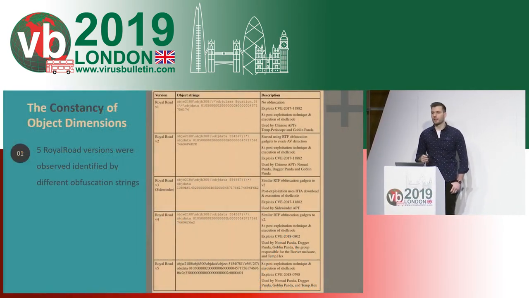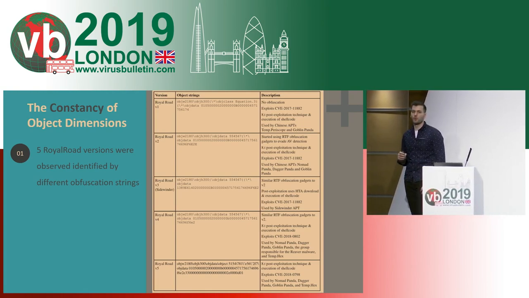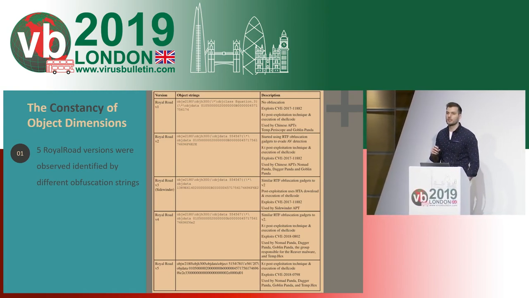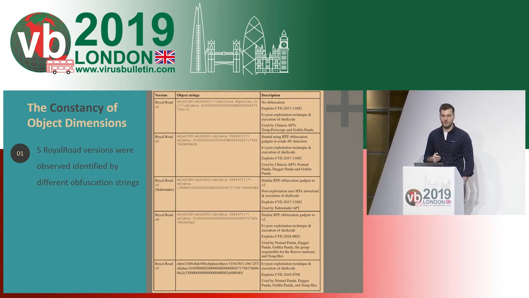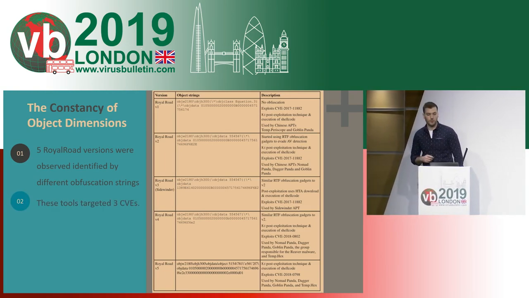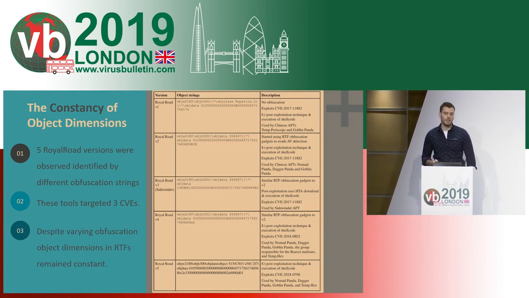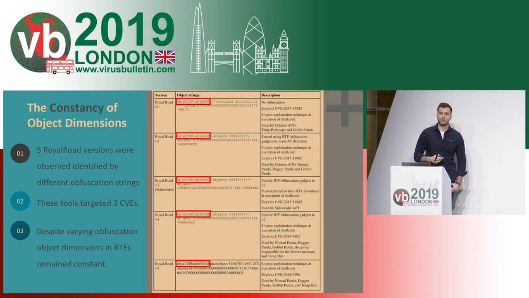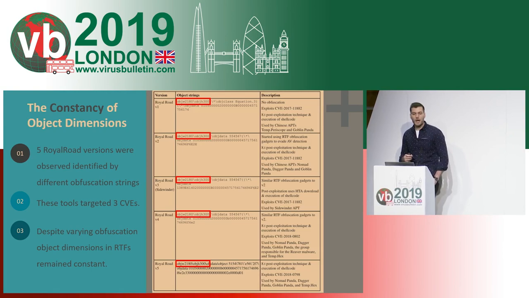So let me talk very briefly about the constancy of object dimensions. We found 5 different versions of the Royal Road Weaponizer in use in the wild. They're identifiable by their unique obfuscation gadgets. So all 5 versions had different obfuscation gadgets that they utilized. They targeted 3 different CVEs, those Equation Editor vulnerabilities I just mentioned. However, despite the varying obfuscation gadgets they utilized and the different vulnerabilities targeted, all of the object dimensions remain constant through these versions. So this is, again, the technique that we believe is most successful for identifying different versions.